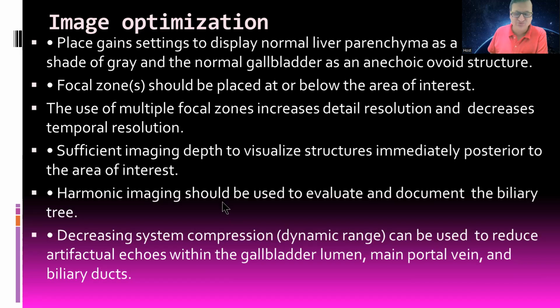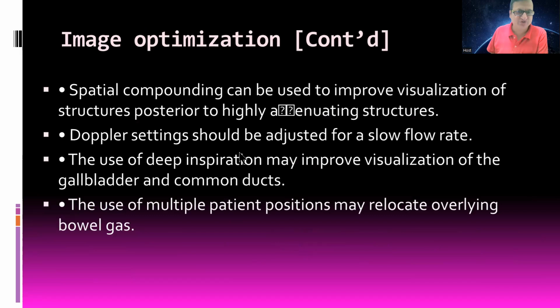Harmonic imaging should be used to evaluate and document the biliary tree. The dynamic range should be decreased to reduce the artifactual echoes within the gallbladder lumen, main portal vein, and biliary duct. Spatial compounding can be used to improve the visualization of structure posterior to a highly attenuating structure. Doppler imaging should be adjusted for a slow flow rate. Use of deep inspiration may improve visualization of the gallbladder and common bile duct. Use of multiple patient positions may resolve overlying bowel gas.